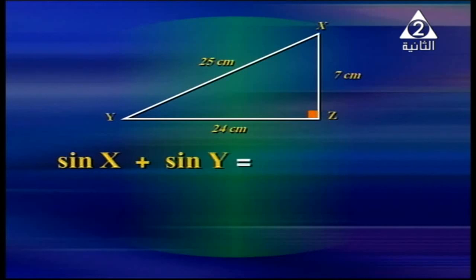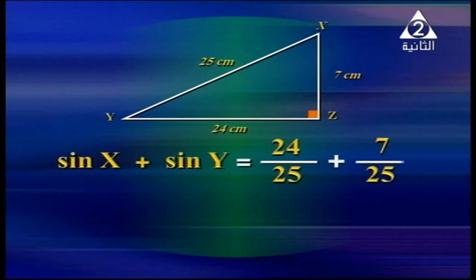So we can find sine X plus sine Y. How? What about sine X? It's opposite over hypotenuse. So it is 24 over 25. Plus sine Y. What about sine Y? Opposite over hypotenuse. So it is 7 over 25. By adding these two fractions together, you are going to obtain a result as 31 over 25.